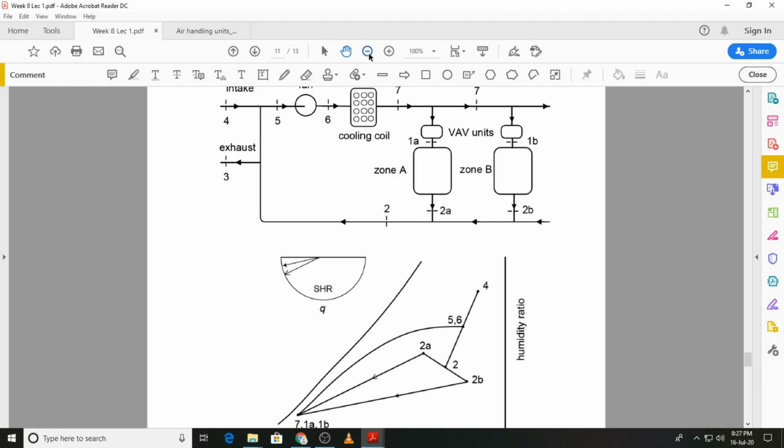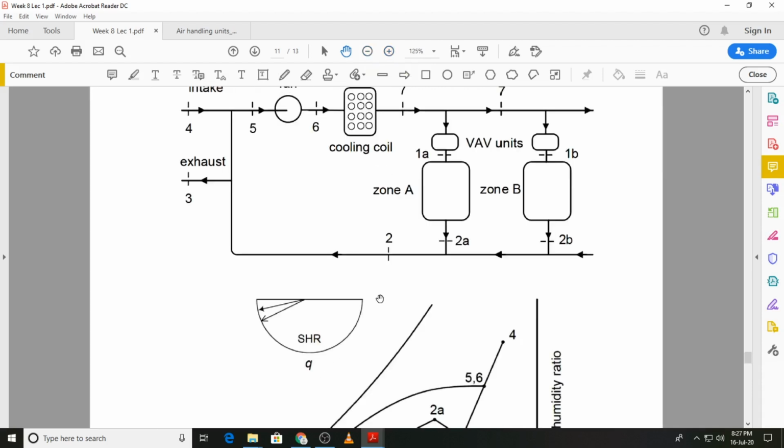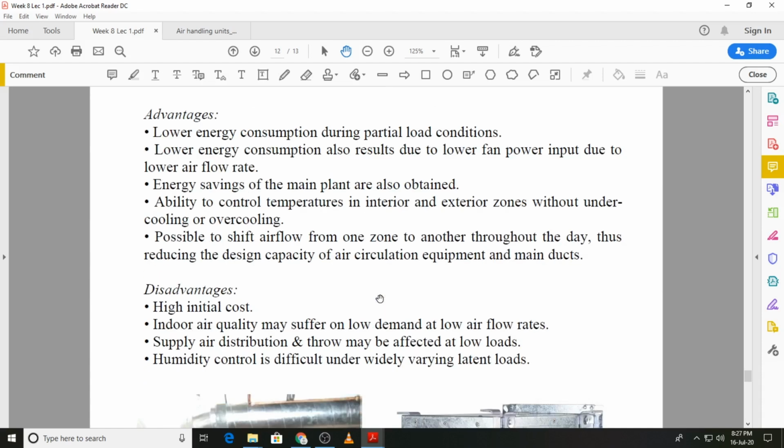And we can move on to the advantages and disadvantages of this type of system. You can see that the principal advantage is its lower energy consumption even during partial load conditions, and that also leads to lower fan power consumption. So there are system savings when we use a variable air volume system, and that is why modern air conditioning plants extensively use this sort of system. Temperature control in both the interior and external zones can be carried out very well, and we can also shift the air flows from one zone to another according to any change in the requirements.